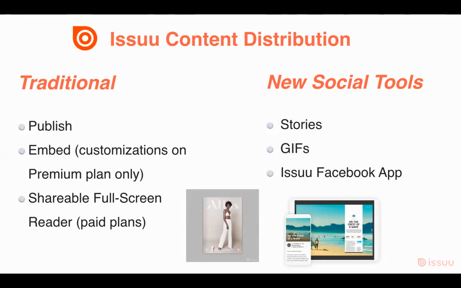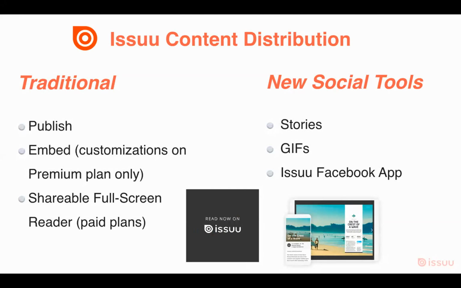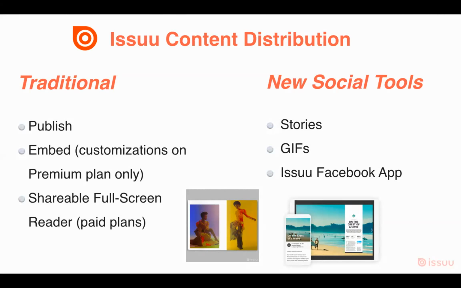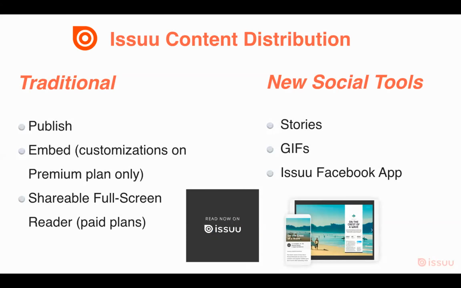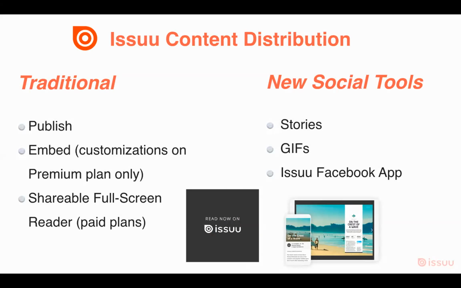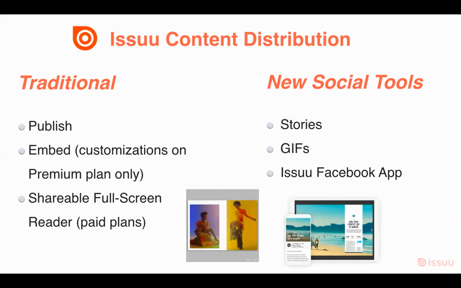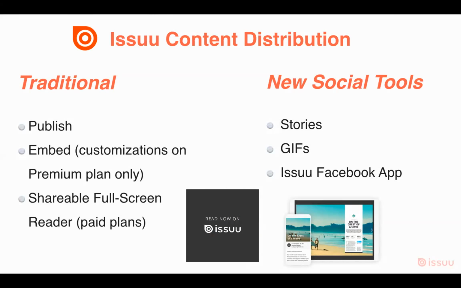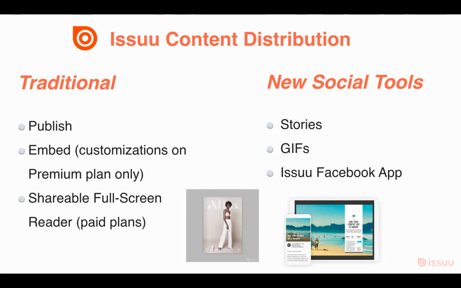So this is a comparison of our more traditional social distribution channels and our newer social tools. The first one on there, publish. Once you upload your publication on Issuu, people can discover your content just by coming across your publication, browsing on Issuu. So this is not the most optimal way to let readers find you. That's why we suggest some of our other tools in addition to that.